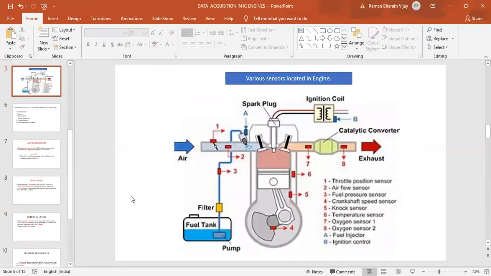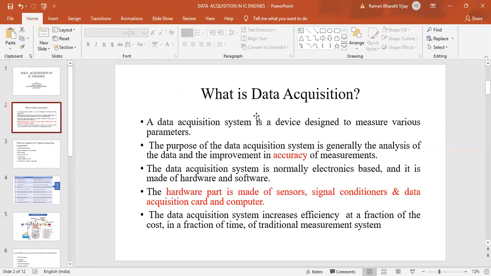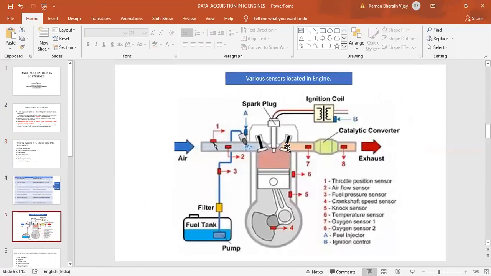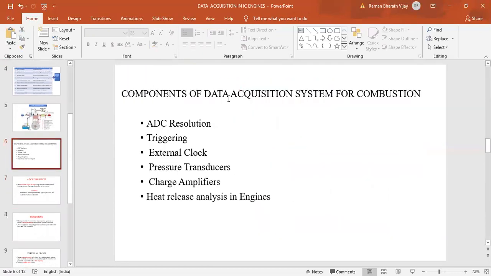So I again repeat. What is data acquisition? Data acquisition is something which is used to measure the parameters. It has two components, hardware and software. In hardware, you have sensor, signal conditioning, data acquisition card, and computer. Using this data acquisition, you can measure the spark current, fuel pressure, and angular velocity. We have to know what the sensors in IC engines are and what the purpose of each sensor is.